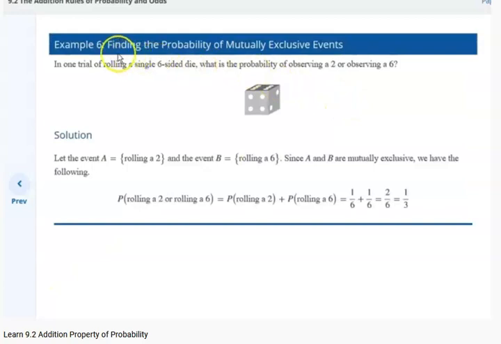Looking at example 6, finding the probability of mutually exclusive events. In one trial of rolling a single six-sided die, what is the probability of observing a 2 or observing a 6? Well, the 6 is going to be 1 out of 6, and then the 2 is going to be 1 out of 6. So we add them together and get a sum of 2 out of 6, and then we reduce it to 1 out of 3 as the probability.